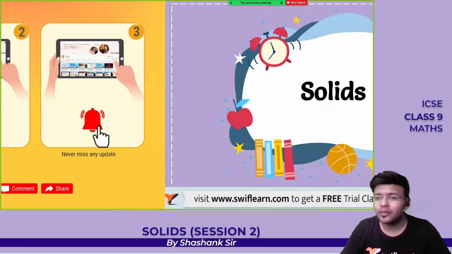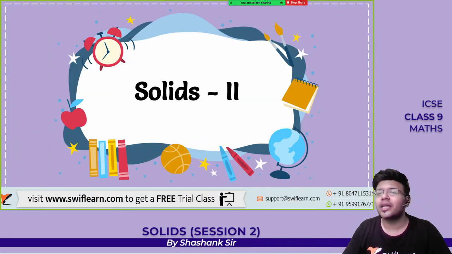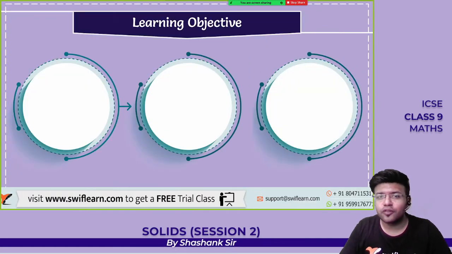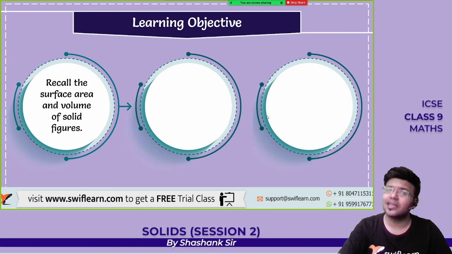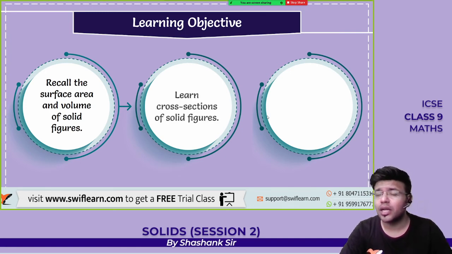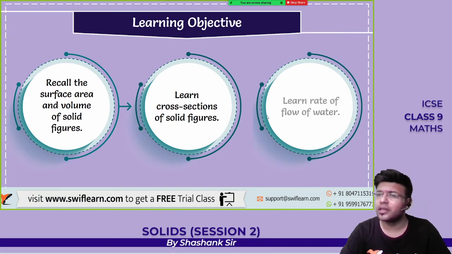I am Shashank Sir, and today I'll be teaching you the second topic of the chapter Solids. The objectives of today's class are: we are going to recall the surface areas and volumes of the figures studied in the previous class, learn cross sections of solid figures, and learn the rate of flow of water.